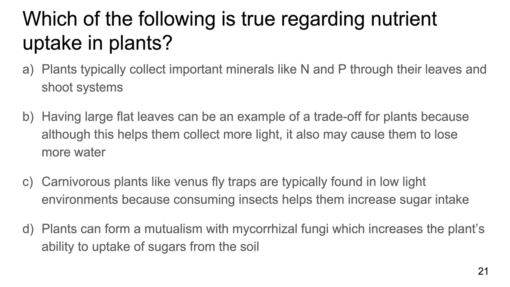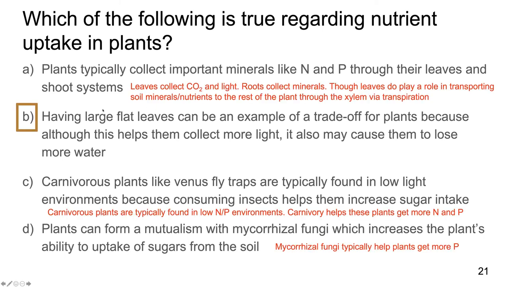Okay, which of the following is true regarding nutrient uptake in plants? If you said B, that is the correct answer. Plants typically collect important minerals like nitrogen and phosphorus through their leaves and shoot systems. That is false. The leaf and shoot systems collect CO2 and light. It's the roots that collect important minerals like nitrogen and phosphorus.